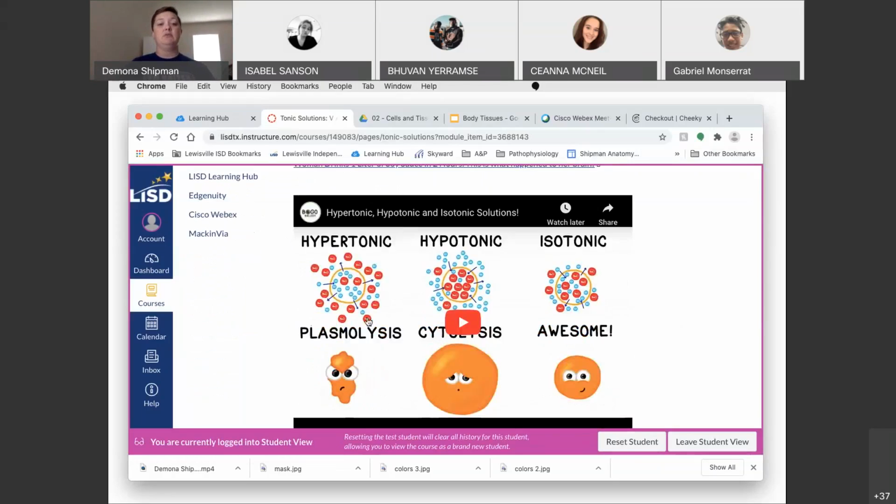Hypertonic, remember, water always goes to where there's more solute, so water moves outward. Because my cell lost some water, it starts to shrivel up. And then on the flip side, you have hypotonic, where I have a higher concentration inside, so water moves inside.